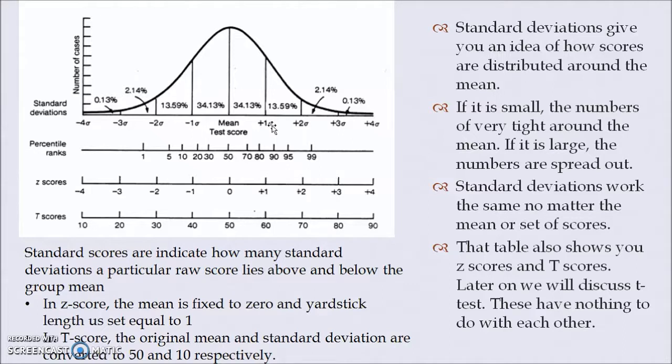So when you look at the standard deviation, it gives you how the scores are distributed around the mean. If it is small, that means the scores are very tight towards the mean. If the standard deviation is large, like 100, then they are spread out. Standard deviation works no matter what the mean or set of scores is. If it is a normal distribution, your standard deviation will work.